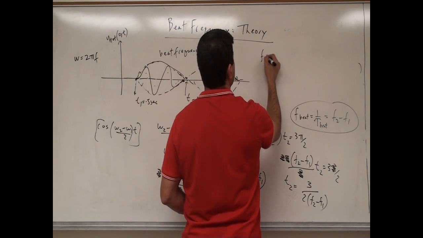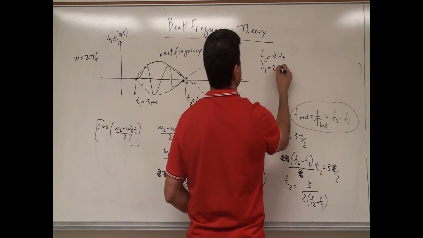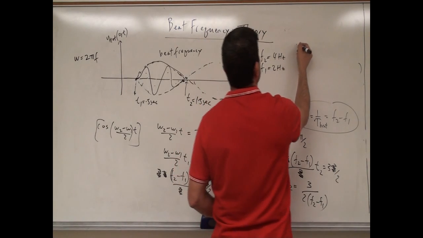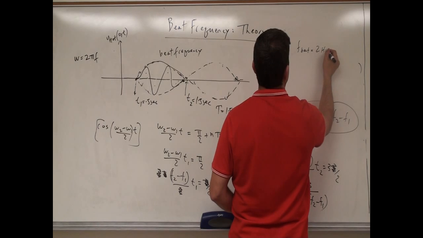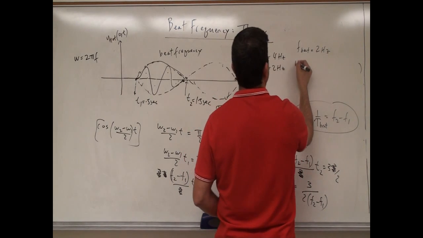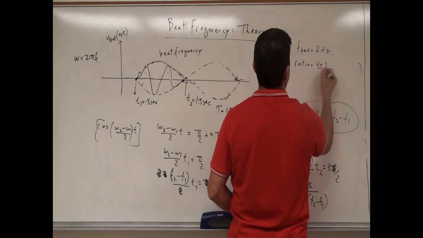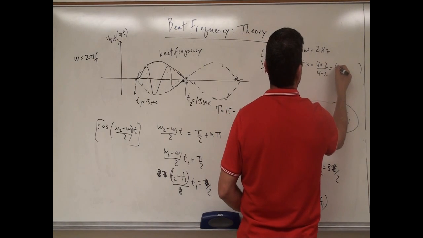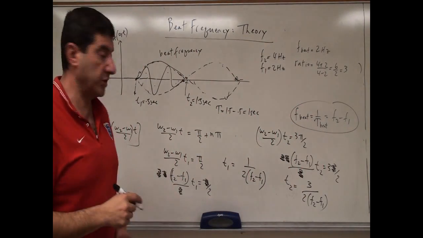What if f2 was 4 hertz and f1 was 2 hertz? What would the beat frequency be? f beat would be 2 hertz. It'll be their difference, and then the ratio will be 4 plus 2 over 4 minus 2, 6 over 2, which is 3. So the ratio will be again 3, right?